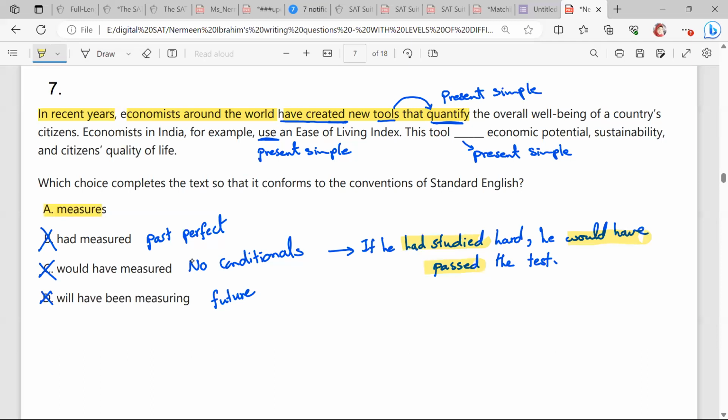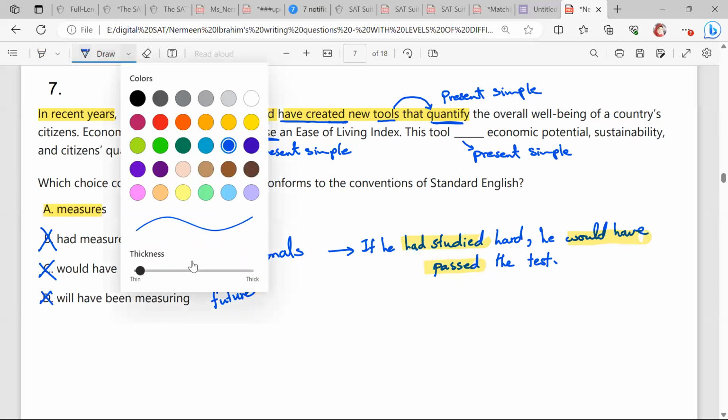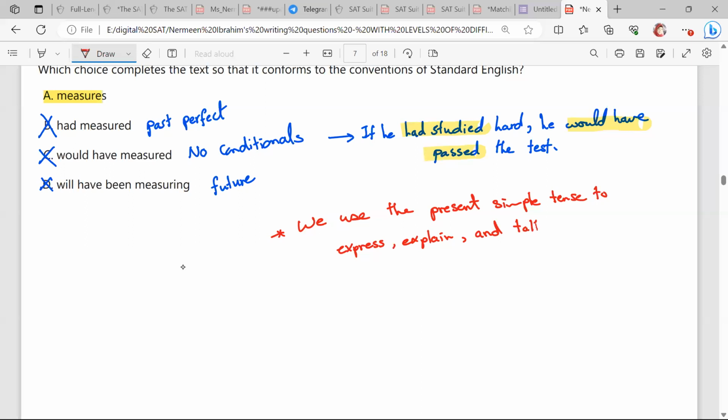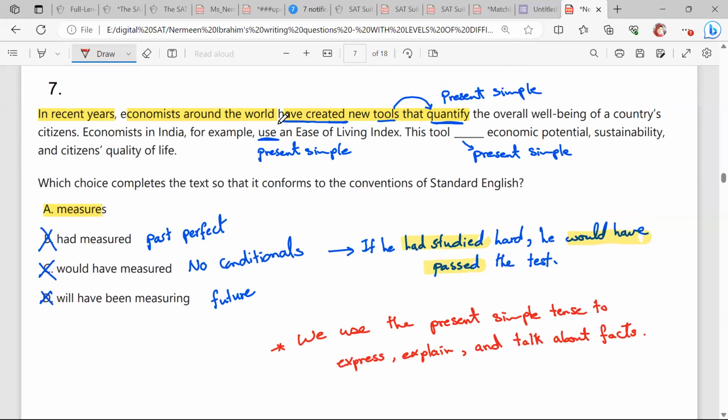You got it? And for verb consistency, there is one important tip that you need to consider always. We use the present simple tense to talk about facts, to express, explain, and talk about facts. So even if you have any other tenses in the sentence or in the text, but your sentence is talking about a fact, you have to end up using the present simple. Is it clear?